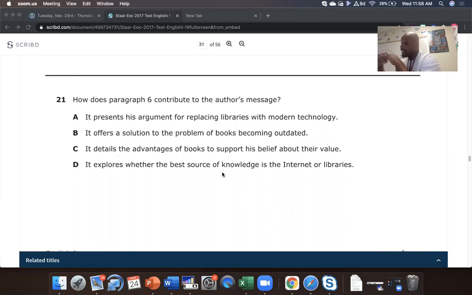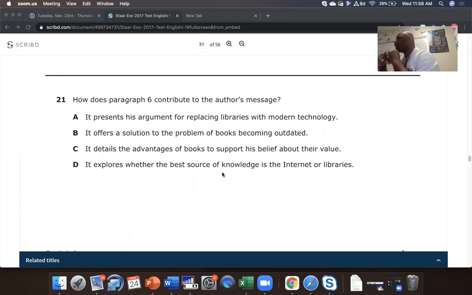Okay, so we can get rid of D, you said? Because nowhere in the paragraph does it talk about what the best source of knowledge is, whether it's internet or library. So we can get rid of D. I heard somebody say A. It represents his argument for replacing libraries with modern technology. So that leaves us with B and C.